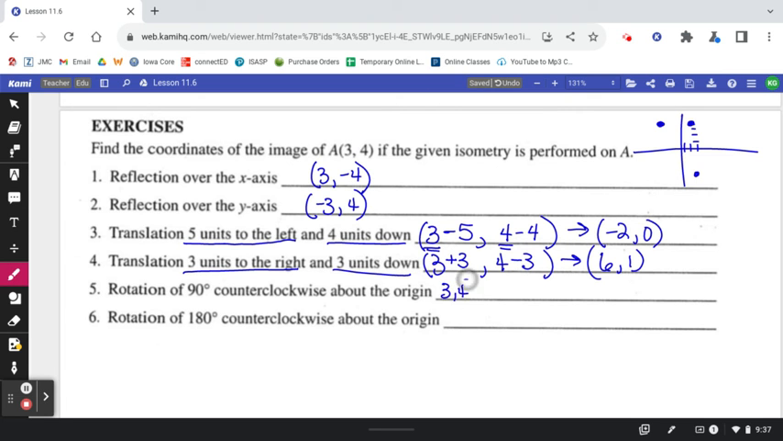Now for the 90 degrees, there's my original. For the 90 degrees, and again, it says we're going counterclockwise, which is to your left, opposite of what a clock would be. So I'm going to switch the coordinates, first of all, and then make the first one a negative. And then for the 180 degrees, all it said to do in my notes was to make them both opposite signs.